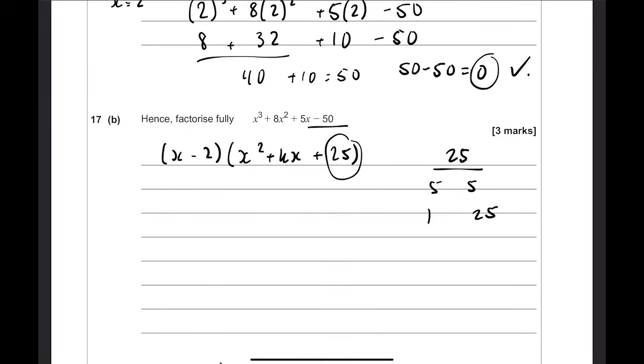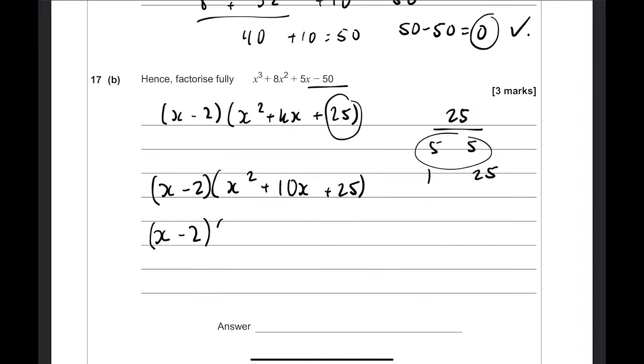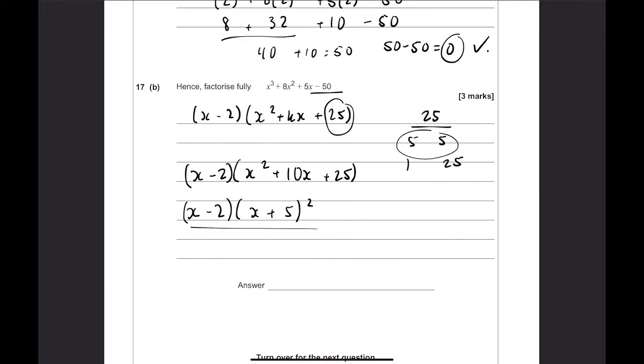However, looking at the values that we have to create, such as the 8x squared and the plus 5x, it's not going to work with the 1 and 25. And I'll leave that up to you to give it a go if you want to. But the 5 and the 5 are going to work, and they add together to make 10. So it's going to be x minus 2, x squared, add 10x, add 25, which we can then factorise down to x plus 5 all squared, just like that. And that is fully factorised.